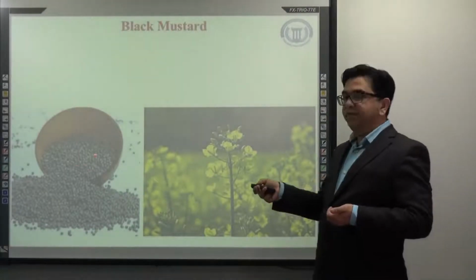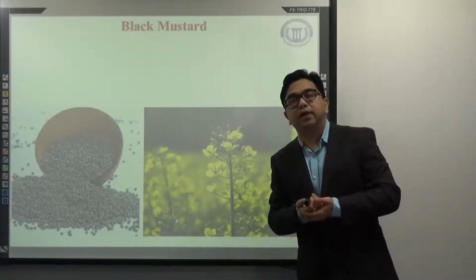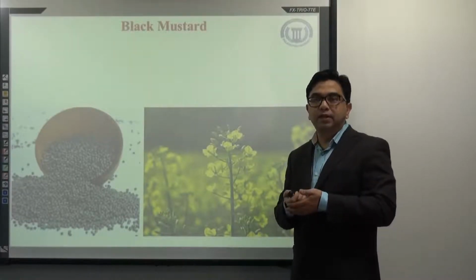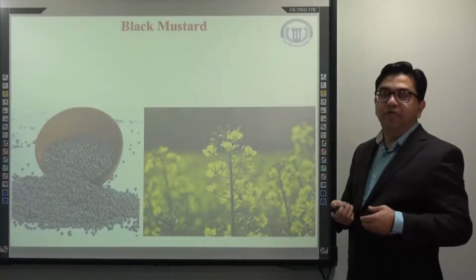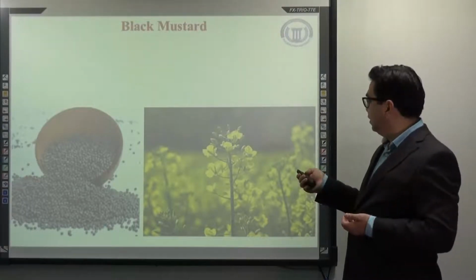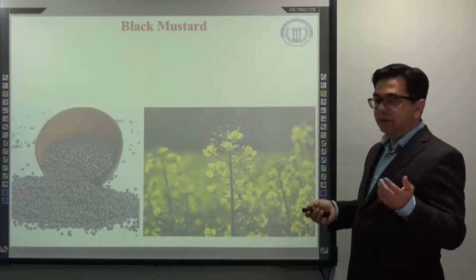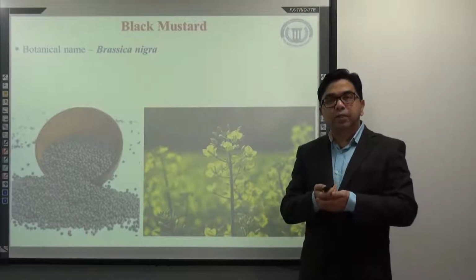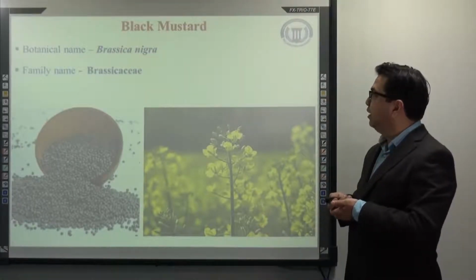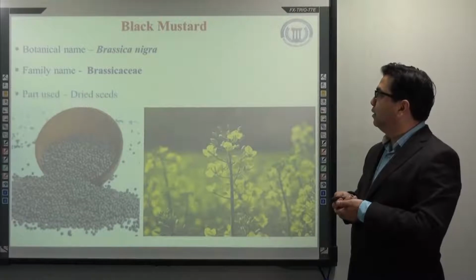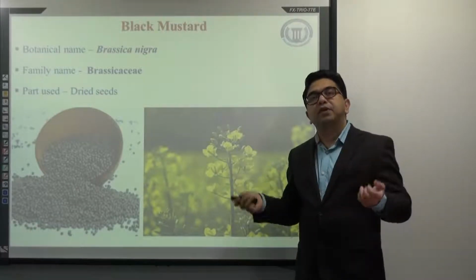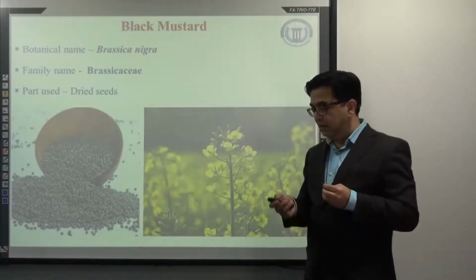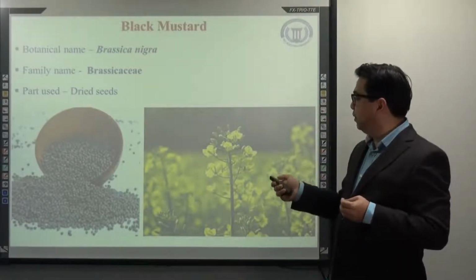Now, this is a picture of black mustard seed. Nothing new about it. I'm sure all of you know about it, and you have been consuming it in the preparation of different curries and spices. And this is how the flowers of the black mustard plant look. Its botanical name is Brassica nigra, and family name is Brassicaceae. And as can be understood, the used part of this plant is mainly the black mustard seed, that is this picture, seeds of the black mustard.